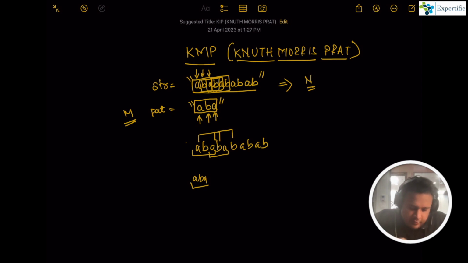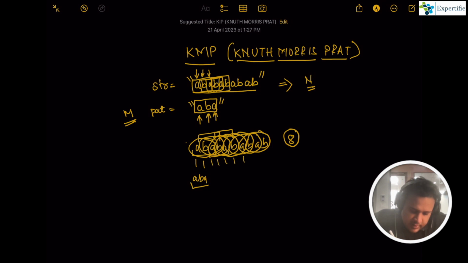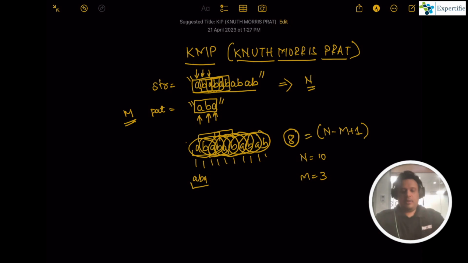So how many such substrings will there be? It's not very difficult maths. As you can see, this is 1, 2, 3, 4, 5, 6, 7, and 8. 8 such substrings are there. What is the size of this string? 1, 2, 3, 4, 5, 6, 7, 8, 9, 10. So the formula is that when n was 10 and m was 3, the number of valid substrings will be n minus m plus 1, which in this case was 8.